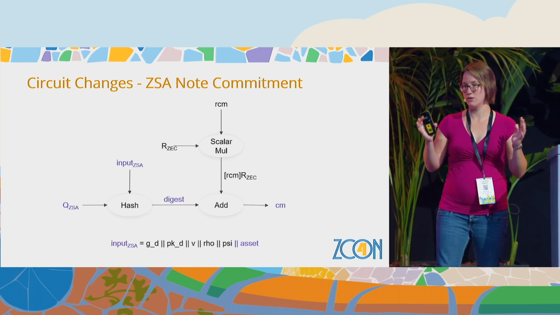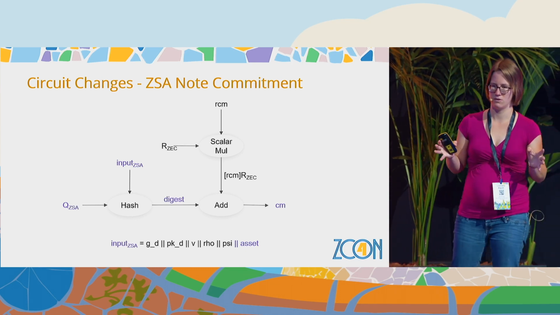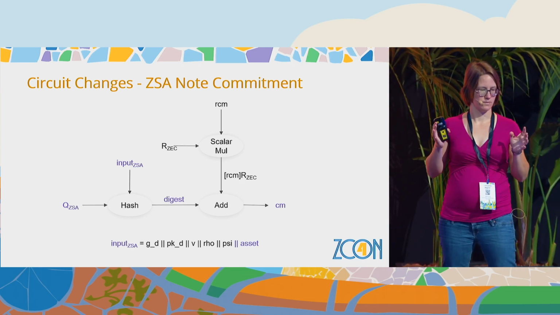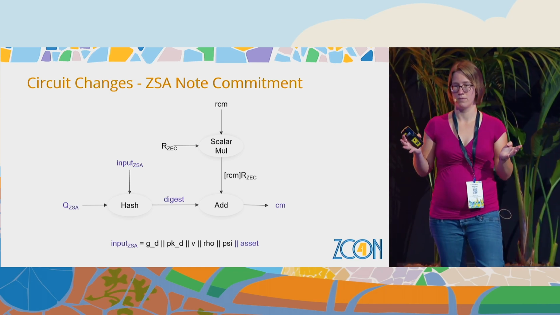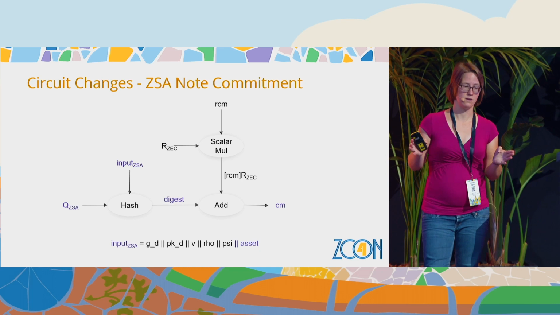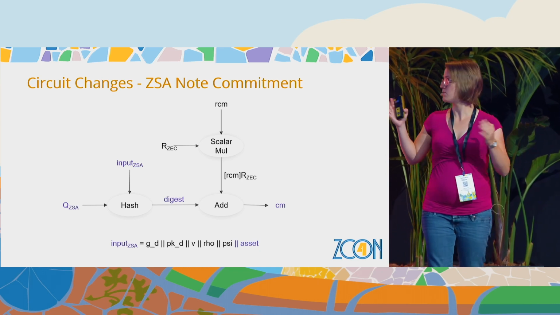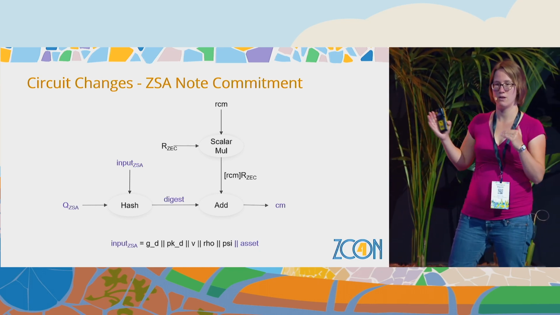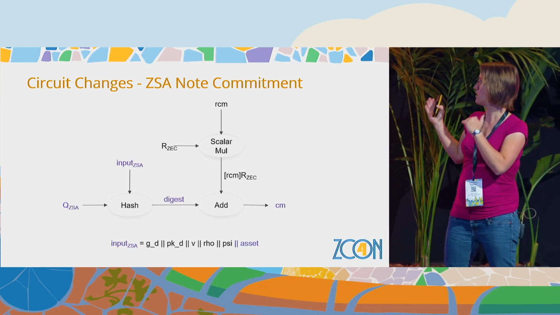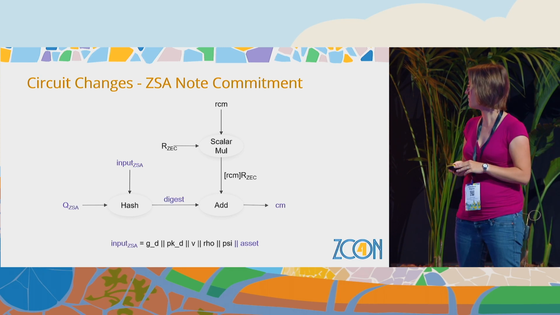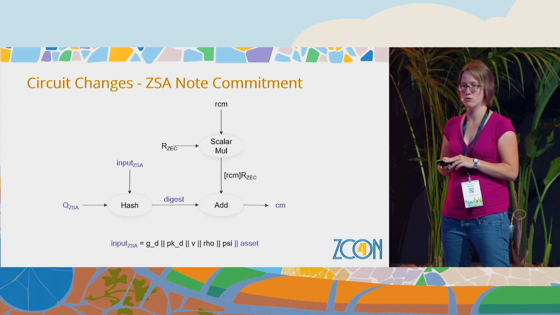So now we have two different equations, two different subcircuits. But the issue is the fact that the asset is private. So we do not want to reveal which subcircuit we will use to evaluate the note commitment, because we do not want to reveal whether it is a ZEC or ZSA transaction. How could we do that?